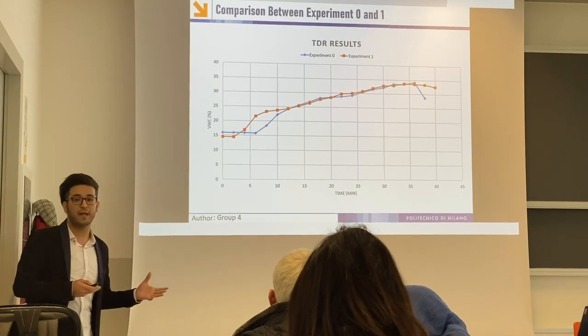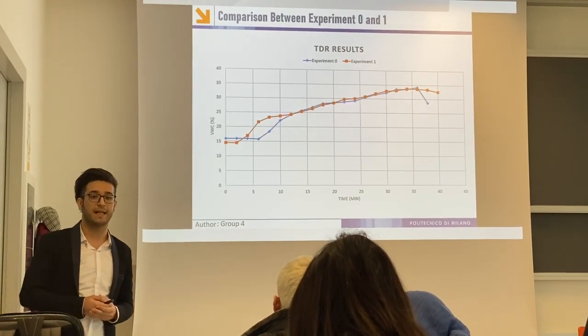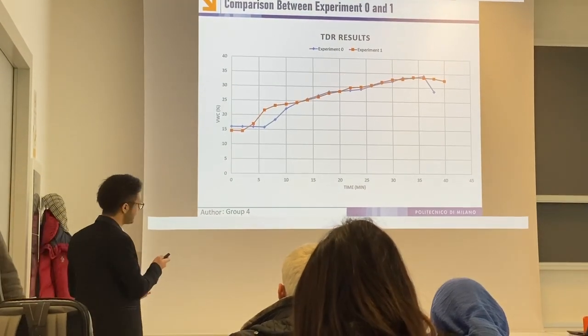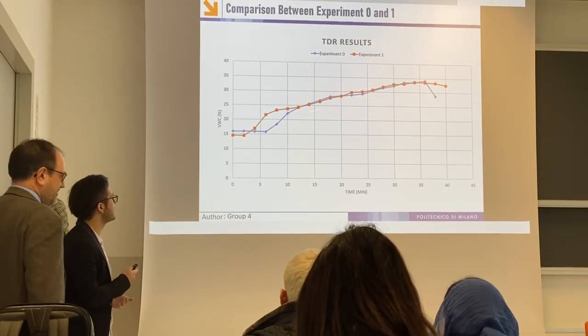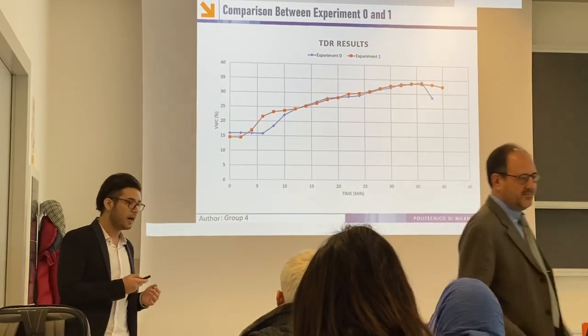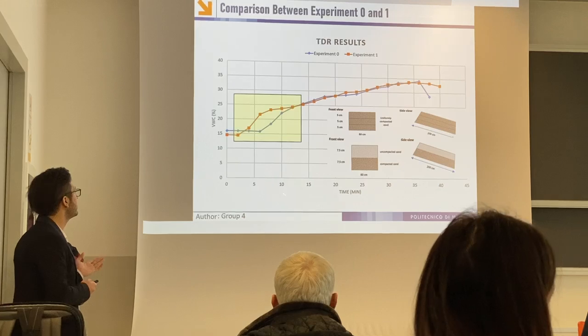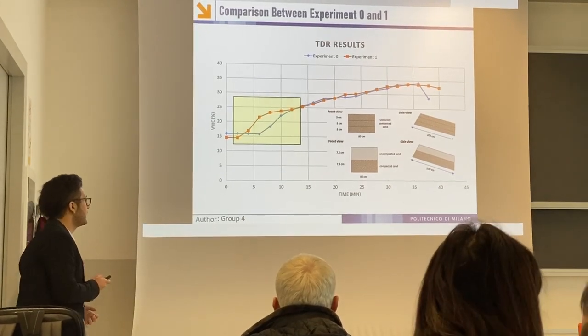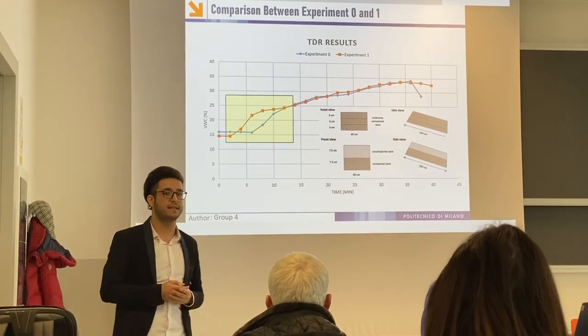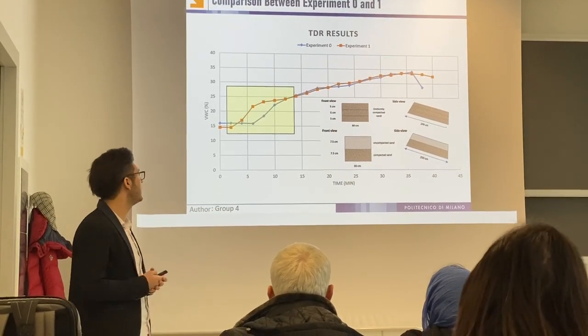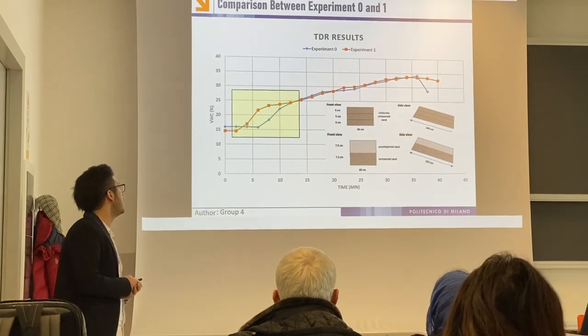As I said, the rainfall event is similar. The water pressure intensity of rainfall is similar. So we can see a very similar trend, the slope is the same. There are 2 differences. The first one is this highlight. In experiment 1, as we said, the top layer is uncompacted sand, so the water penetrates more easily compared with experiment 0.